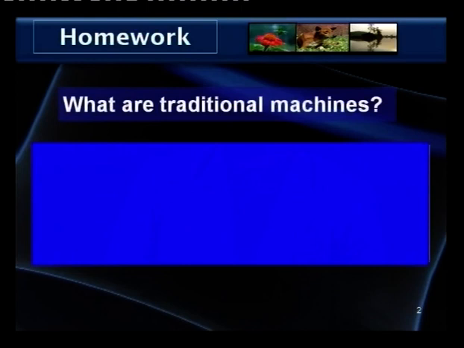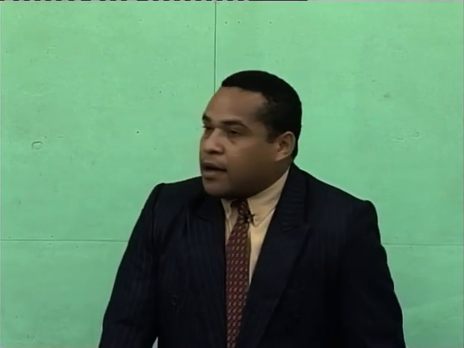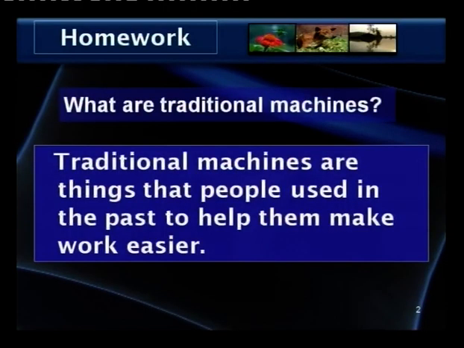Vanessa, thank you. Traditional machines are machines people used in the past to make work easier. Very good. Traditional machines are things that people use in the past to make work easier. Very good. Now let's look at the answer for the homework question. Traditional machines are things that people used in the past to help them make work easier.